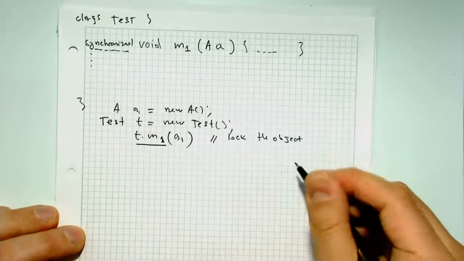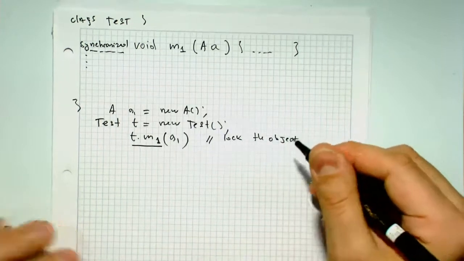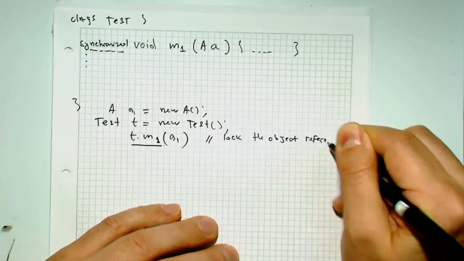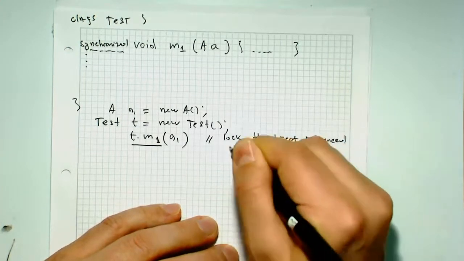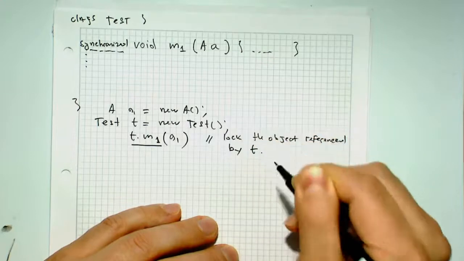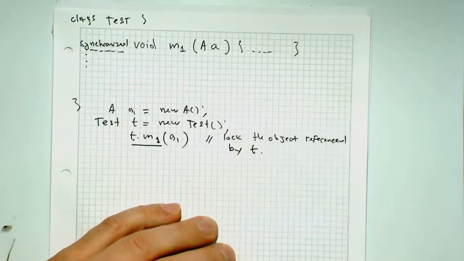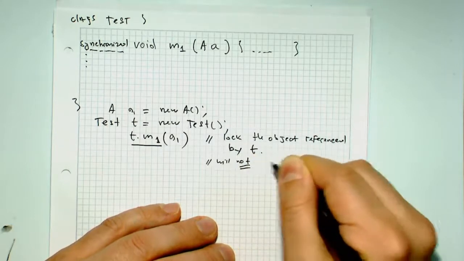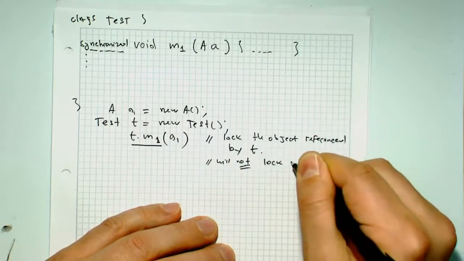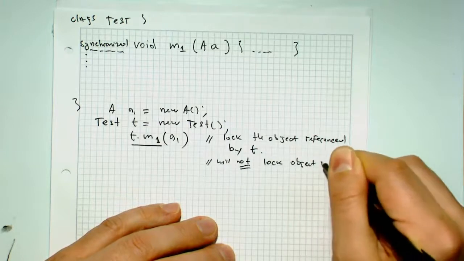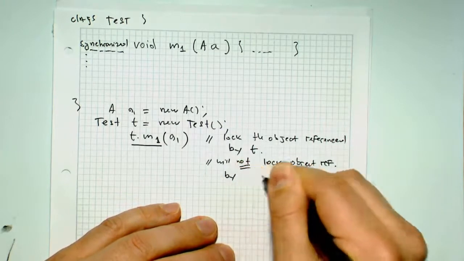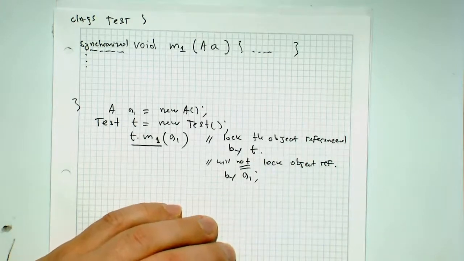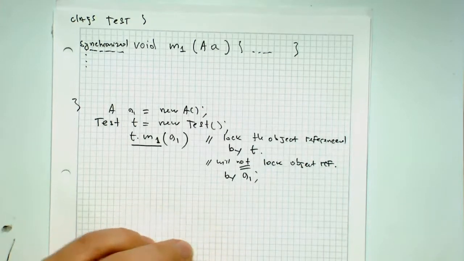That object. So the object test, but to be more precise, we would say the object referenced by T. It's going to lock this one, and it will not lock the object referenced by A1. Okay? So this is what happens.